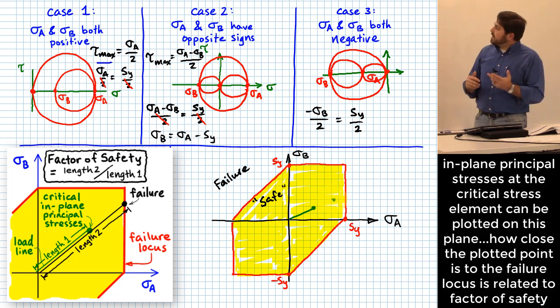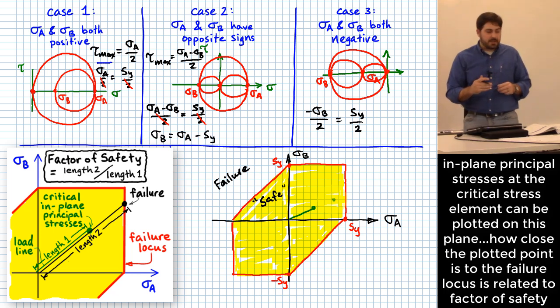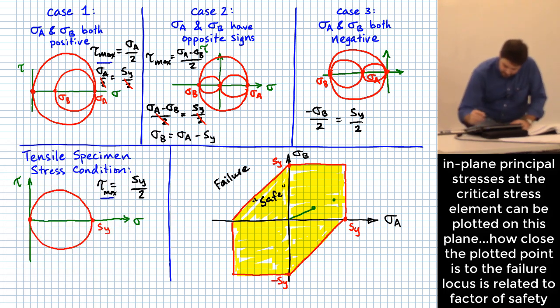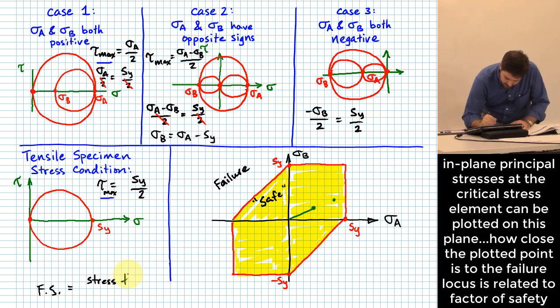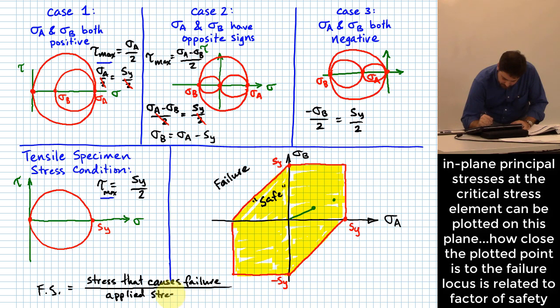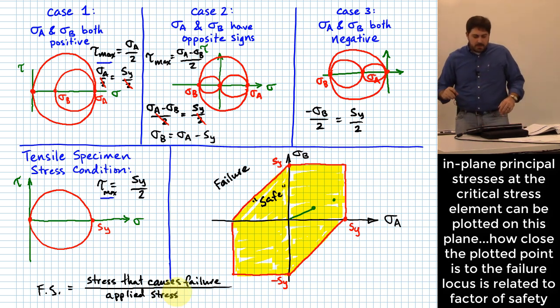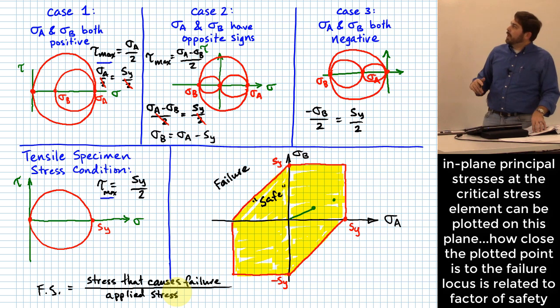All right, so those are some ideas there, but what is always the definition of a factor of safety? Okay, factor of safety is basically a stress that causes failure over what? Applied stress, all right, or working stress is sometimes what we call that. Okay, so what would that look like for, let's say, case 1?